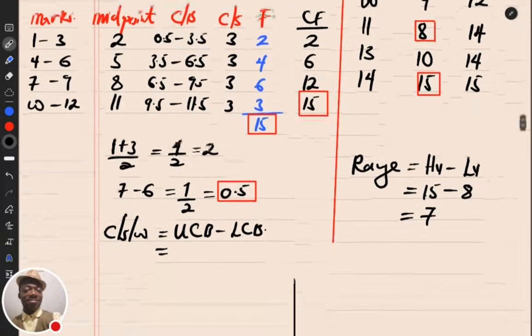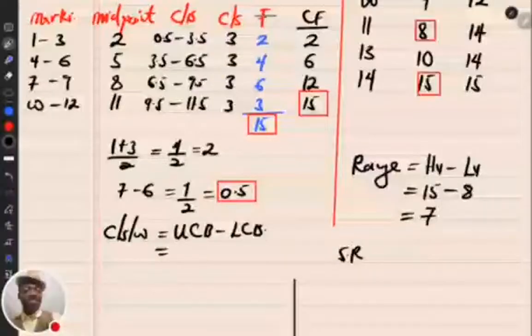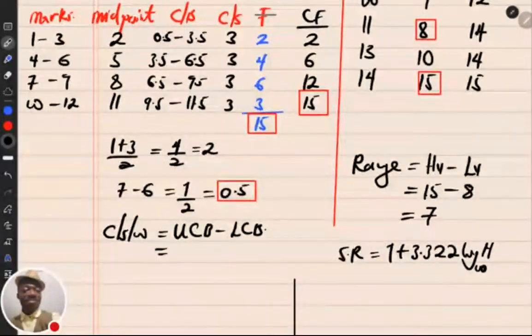Once you know the range, we also want to know how we calculate the number of classes desired. To calculate the number of classes desired, for us to construct this grouped data, is very simple. We're going to apply what we call Sturge's rule. Sturge's states that it's supposed to be 1 plus 3.322 log n to the base of 10.